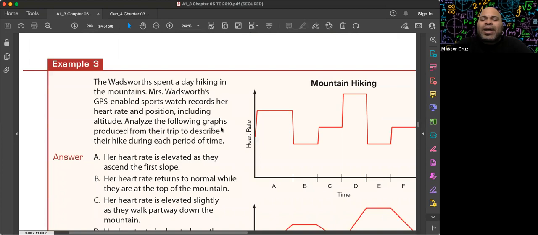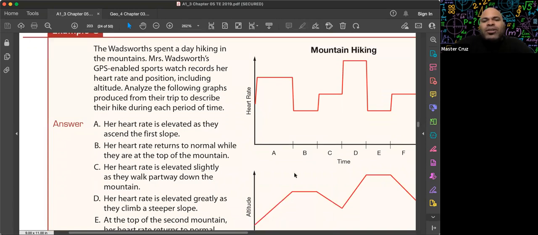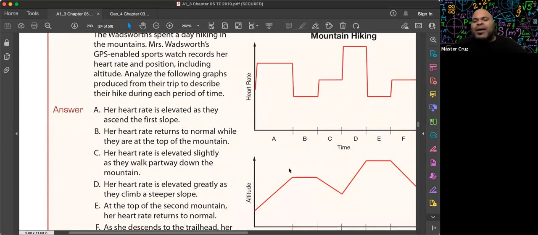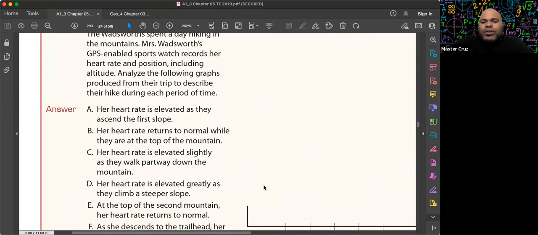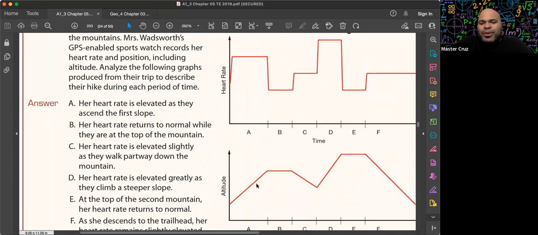So we can track two things. We could track the height and we could track the heart rate. So on the graph below that it talks about altitude, right? It talks about altitude. So this is literally the shape of the mountain, right?